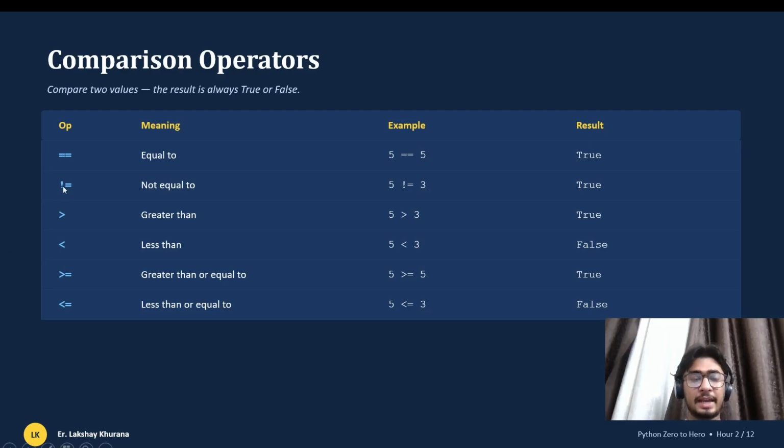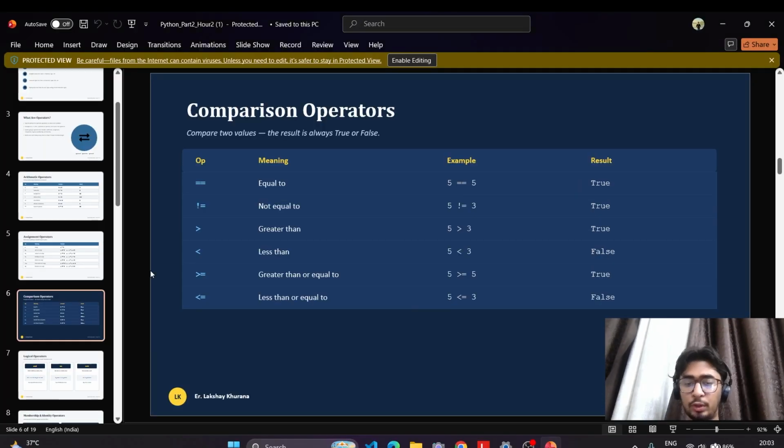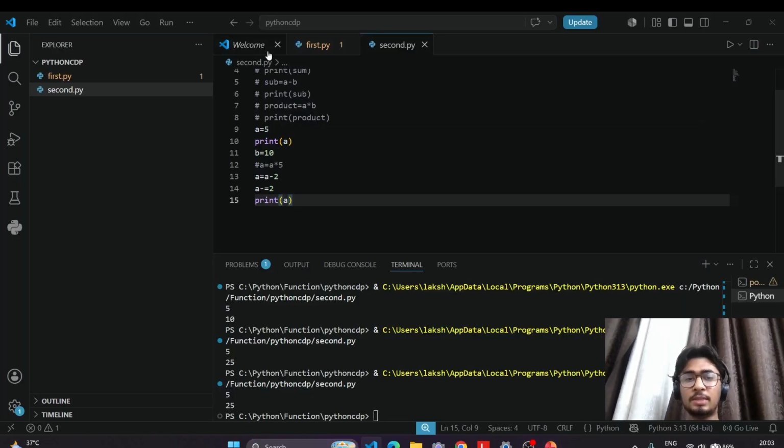Whenever I write double equal to, it is used to compare two values. For example, and one of the most important things is that the result of a comparison operator is only true or false, and true or false is a boolean data type. I have told you earlier that true or false is a boolean data type.